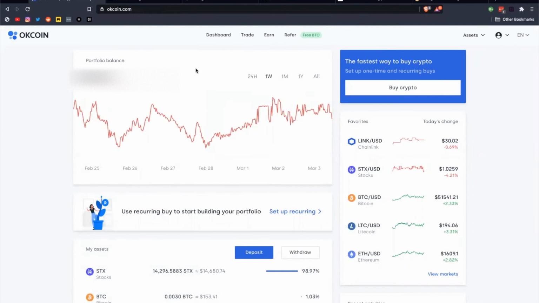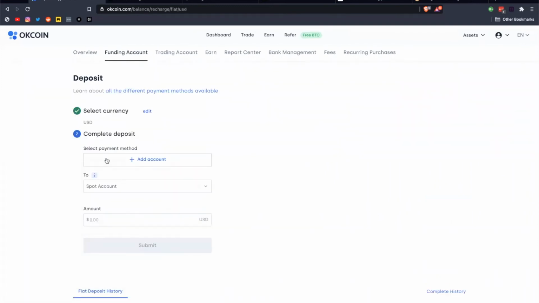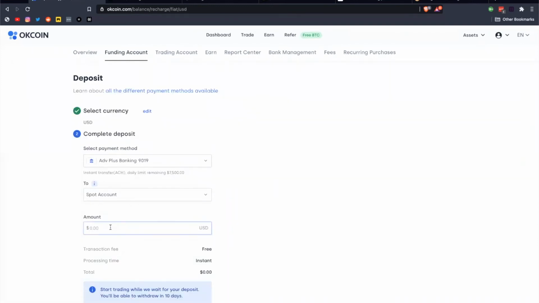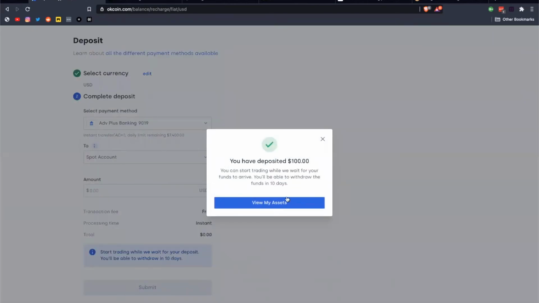Okay, so we're going to buy some STX tokens first. The minimum you need is 50 STX tokens to stake and earn Bitcoin. First, let's transfer some USD. So we'll go to assets, deposit, and select USD. It will go into the spot account. So that's 100, instant and free. OKcoin is super easy to use, super easy to understand. Okay, we have deposited 100.